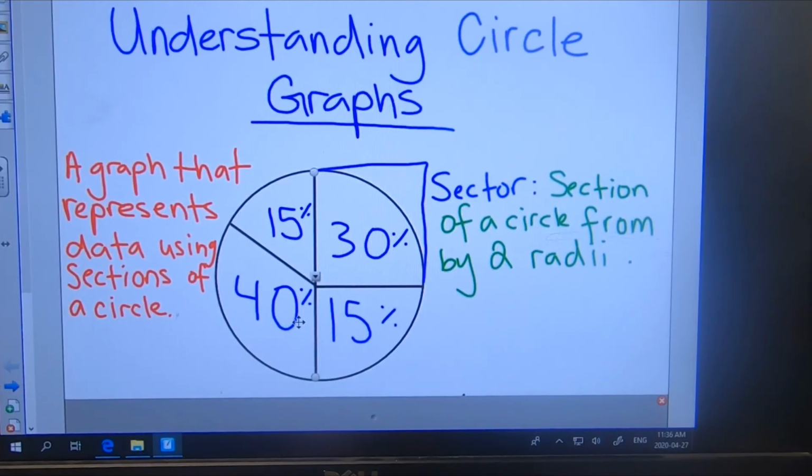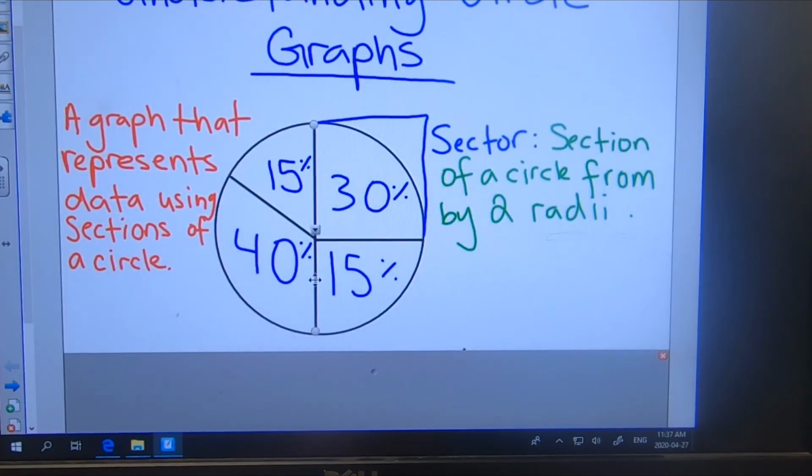So a circle graph is a graph that represents data using sections of a circle. I mean, it's pretty straightforward. You guys have all seen circle graphs before at some point in your life. Sometimes they're called pie charts, but again, they look like this. Now, each one of these sections is called a sector. It's a section from a circle that is formed by two radii, or one radius and then another radius. So each part of this is called a sector.